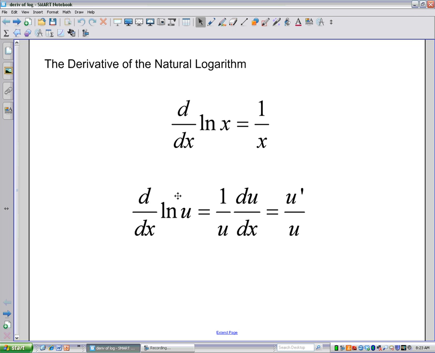The derivative of the natural log of x is 1 over x. Trust me, it's 1 over x. The derivative of the natural log of u is 1 over u times du dx. That's the chain rule. A lot of times the easier way to say that is the derivative of the natural log of u is u primed over u, because du dx is u primed, and 1 over u is 1 over u, and if we make that nice, u primed over u. So that's the way we remember it: derivative of the natural log of u is u primed over u.